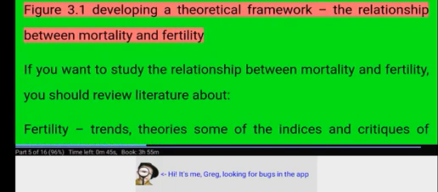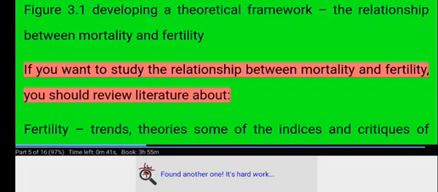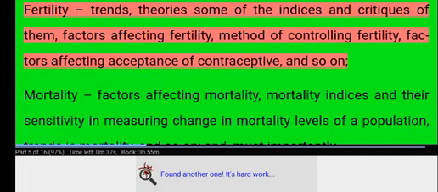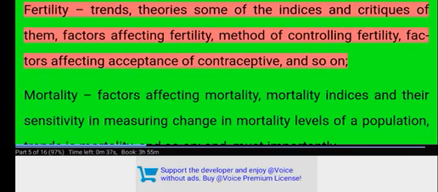Figure 3.1, developing a theoretical framework: the relationship between mortality and fertility. If you want to study the relationship between mortality and fertility, you should review literature about fertility, trends, theories, some of the indices and critiques of them, factors affecting fertility, methods of controlling fertility, factors affecting acceptance of contraceptives, and so on.